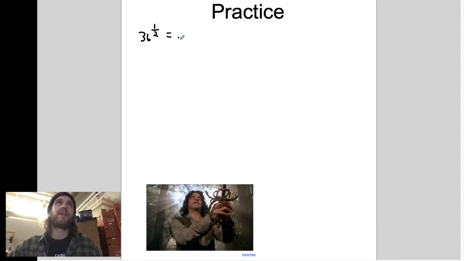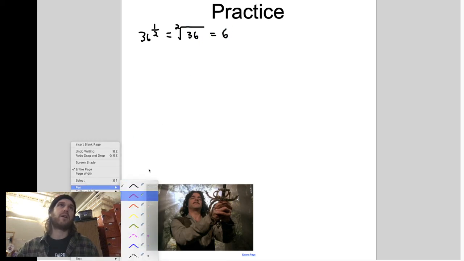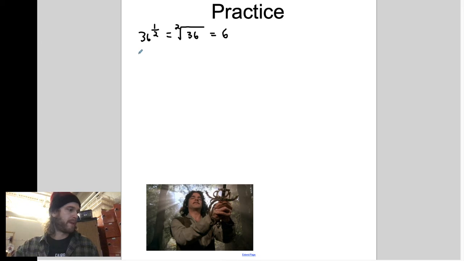Okay? How we would write that in radical form, this is in exponential form, is we're going to put a 2 right there. We'd write it like this. What number multiplied 2 times is 36? That number is 6. Hey, look, we're moving right along in purple. Okay, how about this one? Let's make it a little harder.